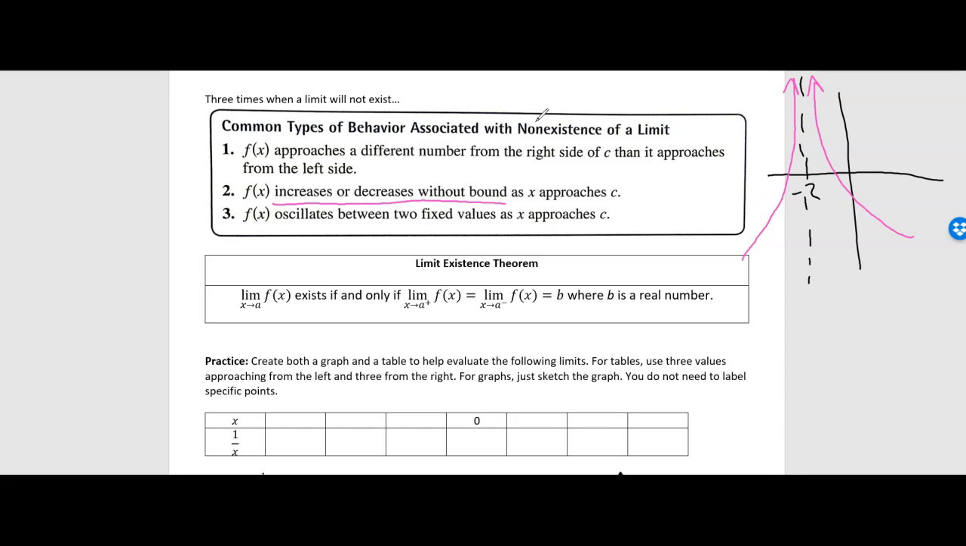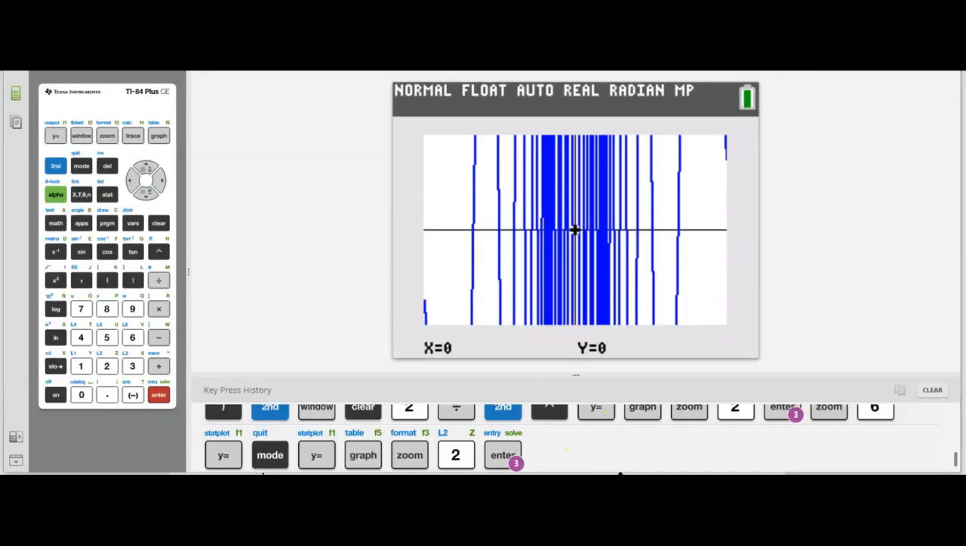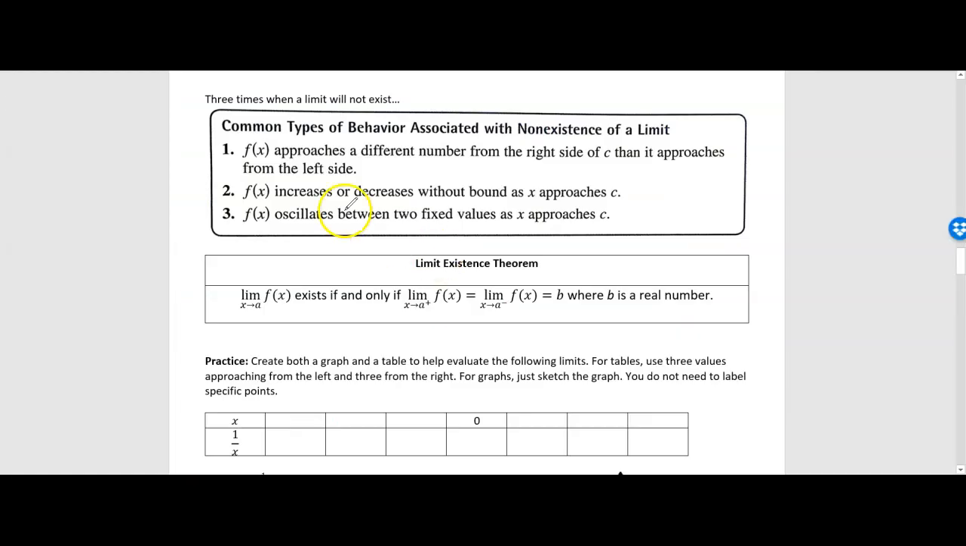And number 3, f of x oscillates between two fixed values as x approaches c. That is just what is going on here, where the function is bouncing back and forth between 1 and -1. It's not approaching any specific value. So those are the 3 times when a limit is not going to exist.